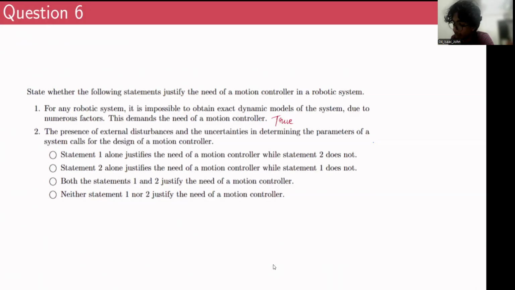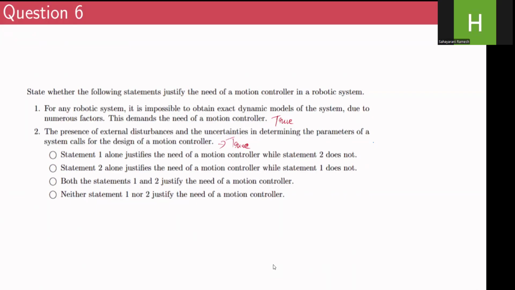For the second statement, the presence of external disturbance and the uncertainties in determining the parameters of a system calls for the design of a motion controller. That is also true, right? If we derive a dynamic model, there are always uncertainties associated with the parameters. So in that regard, we cannot have an exact dynamic model or an exact representation of a dynamic model. So that statement is also true.